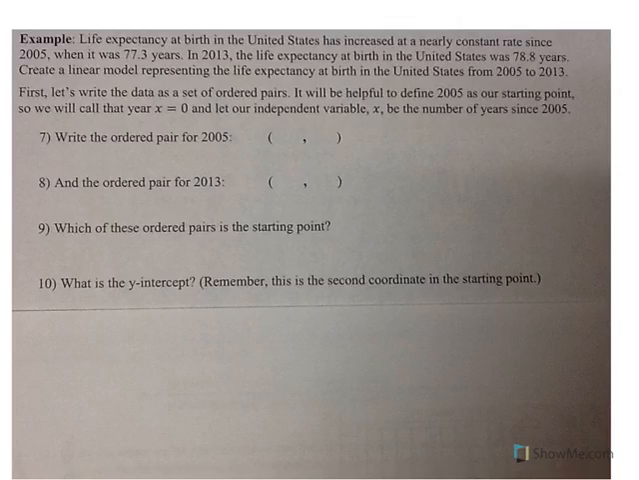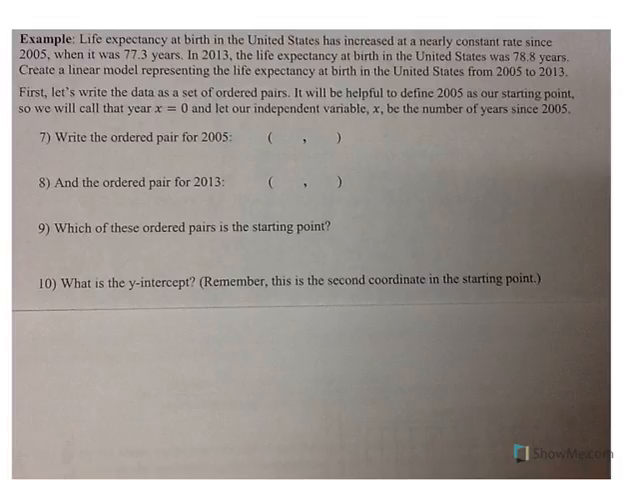All right, new example. Life expectancy at birth in the U.S. has increased at nearly a constant rate since 2005, when it was 77.3 years. In 2013, life expectancy was 78.8 years. Create a linear model representing life expectancy at birth in the U.S. from 2005 to 2013.